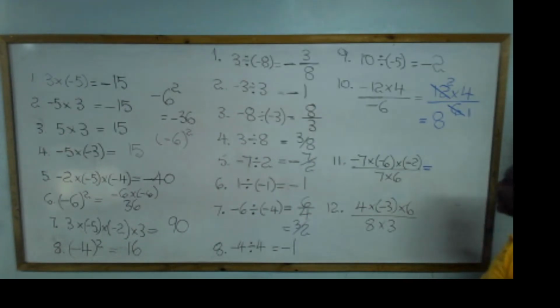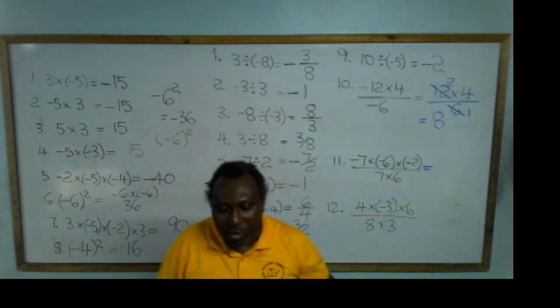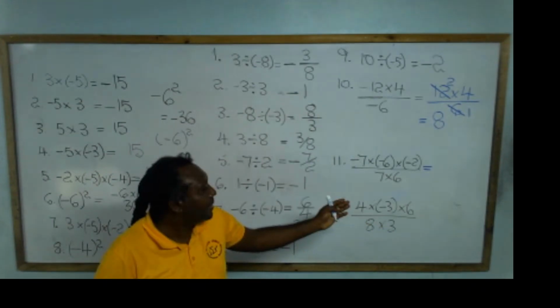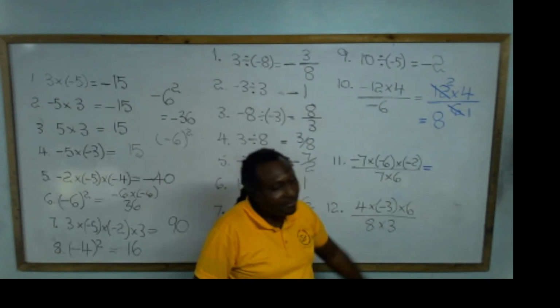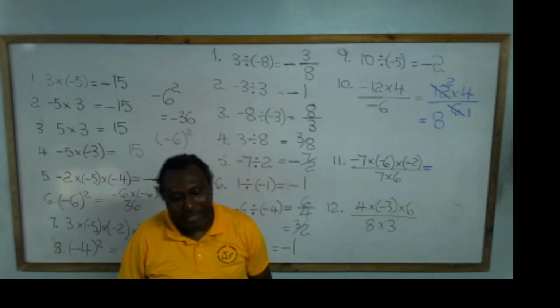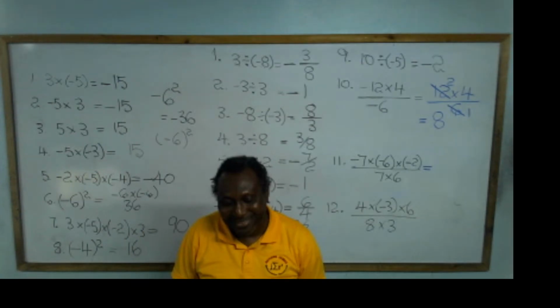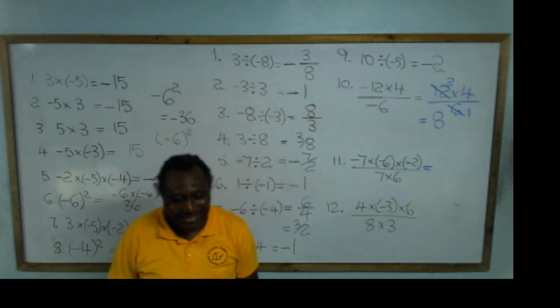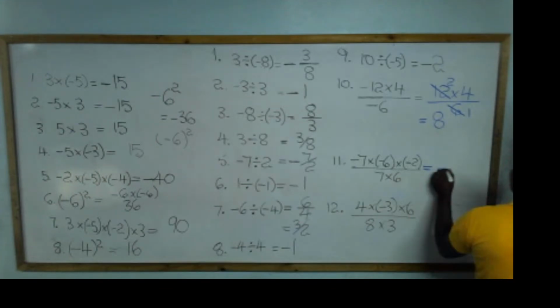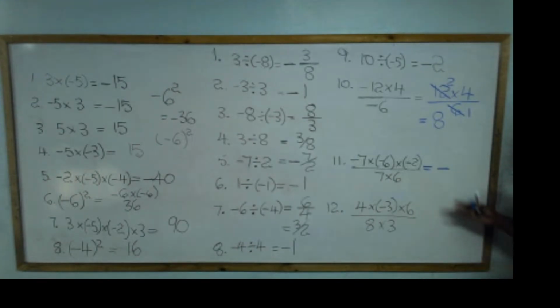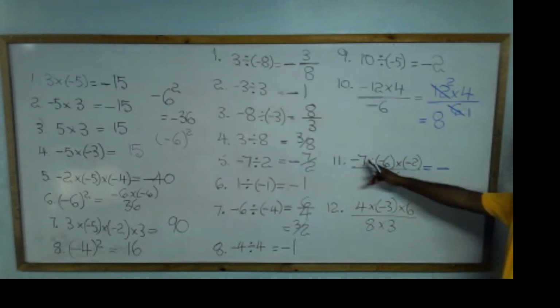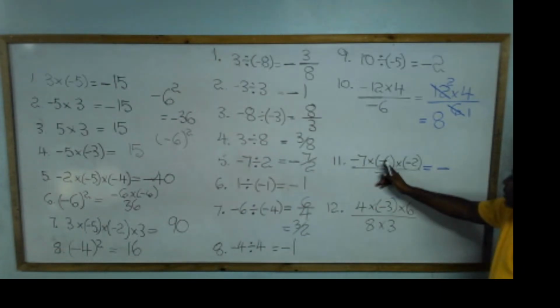What about number 11? Number 11, how many negative signs do we have there? We have 1, 2, 3 negative signs. We have an odd number of negative signs, so the answer is going to be negative. Students, don't bother to write this down and simplify it, because it's so blatant in front of your face. You can see the 7 will cancel the 7, and the 6 will cancel the 6, and all that is left is 2.